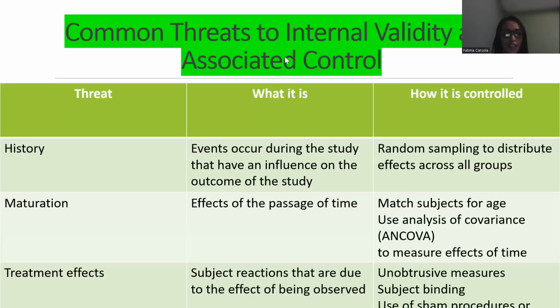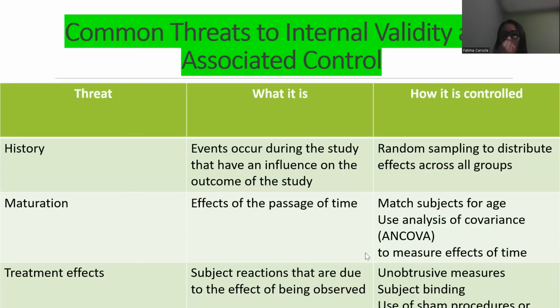Common threats to validity associated with control. Number one, history. Common threats to internal validity and associated control: history, where events occurring during the study have an influence on the outcome of the study. So what will you do to control it? Random sampling. That's possible. Maturation, due to time.